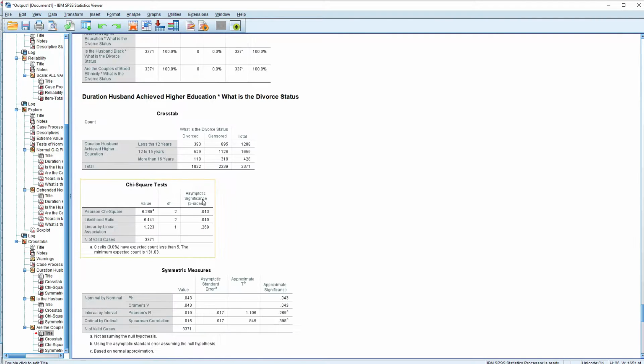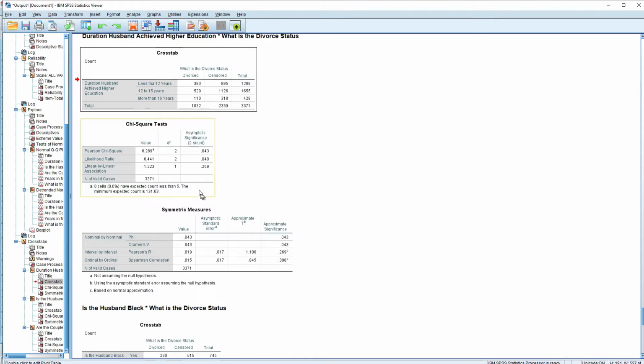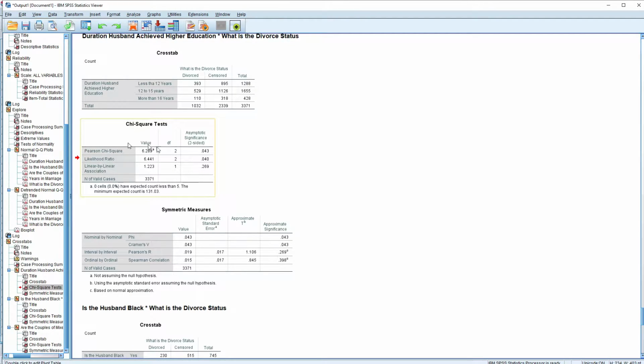Therefore, for our first research question, we have the summary, and this summary gives us the frequency analysis and the percentages. For less than 12 years, we have 393 divorced, and the censored are 895. For 12 to 15 years, those that are divorced are 529, while those that are censored are 1126, and so on. Therefore, this is going to give us the relationship between the husband receiving higher education and the divorce status.